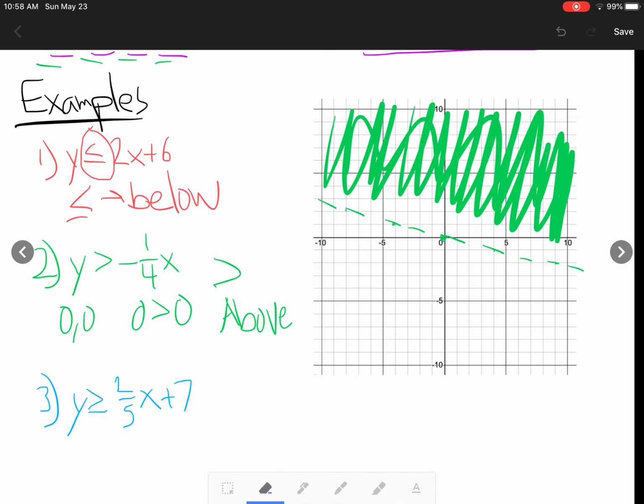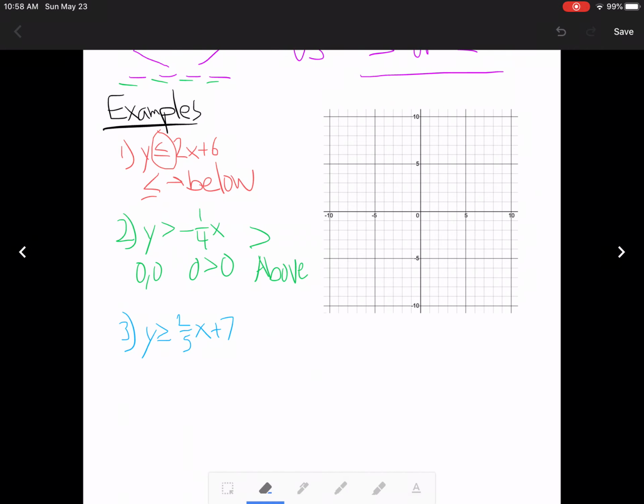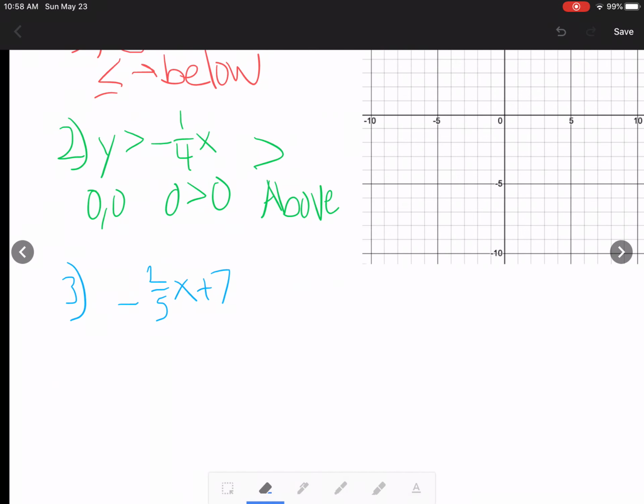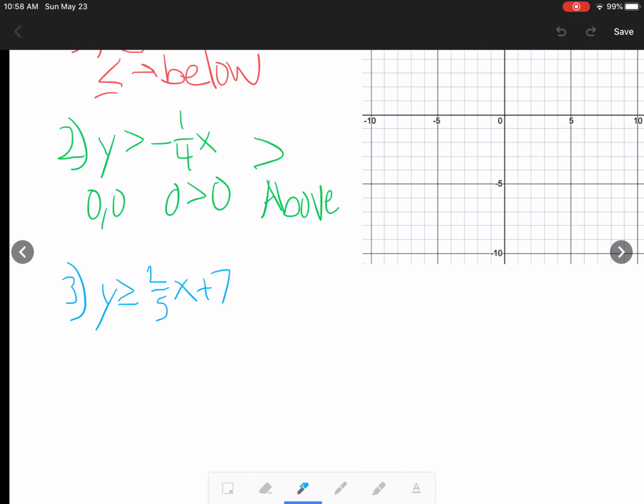Very good. One more example before we get to the hard stuff. So first, actually, let me go to the eraser. Let's clean all this up. All right. So this one, again, I'm using greater than or equal to. So I'm going to have a solid line.